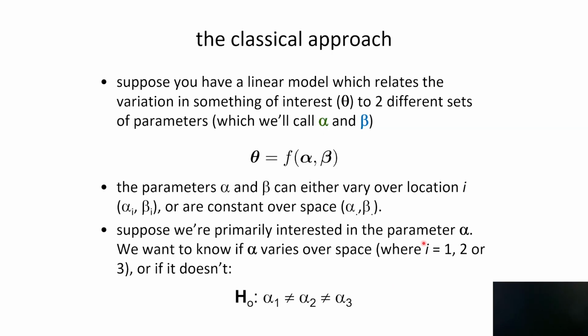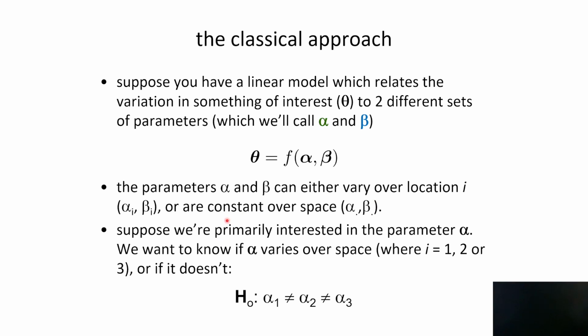All right, so here's an example, and we're going to step through this example a little bit, and it'll make it clear what we mean by parameters and hopefully then what we mean by nestedness. So suppose you build some kind of linear statistical model which relates the variation in something of interest, let's call it theta, to two different sets of parameters. So let's just say that theta is a function of a couple of different things, and we'll call those parameters alpha and beta. And let's say parameters alpha and beta can vary over some location. So the location we might index with i: alpha i and beta i, or constant.